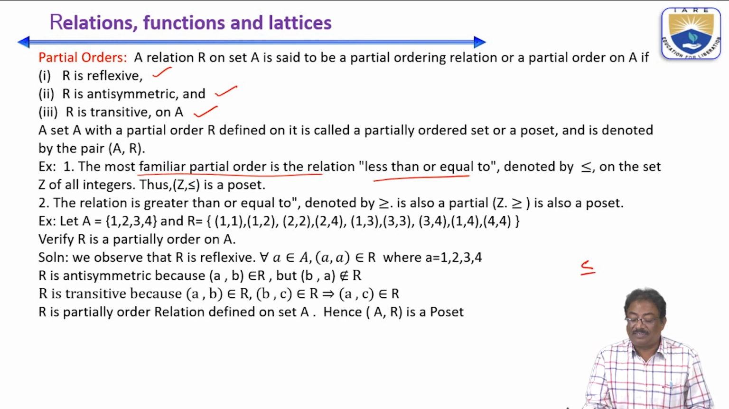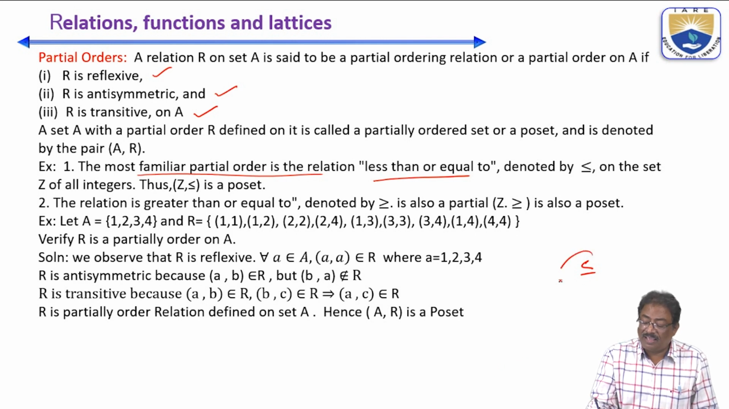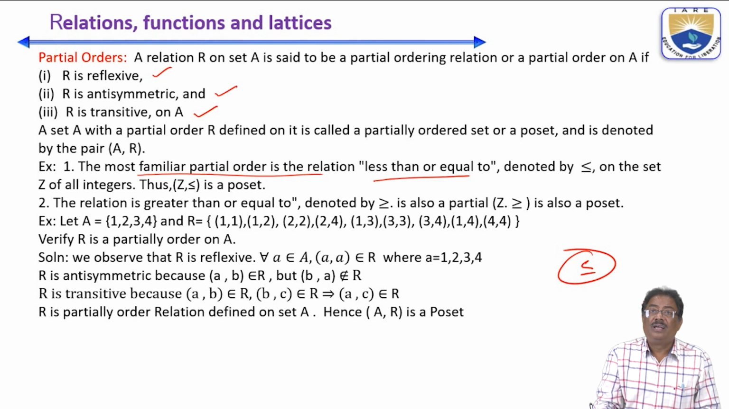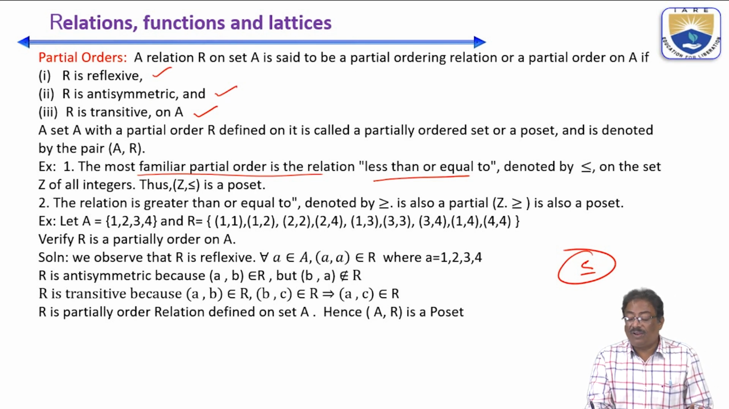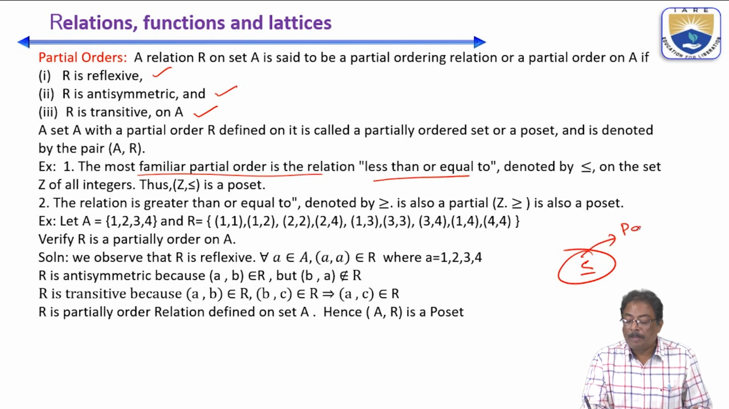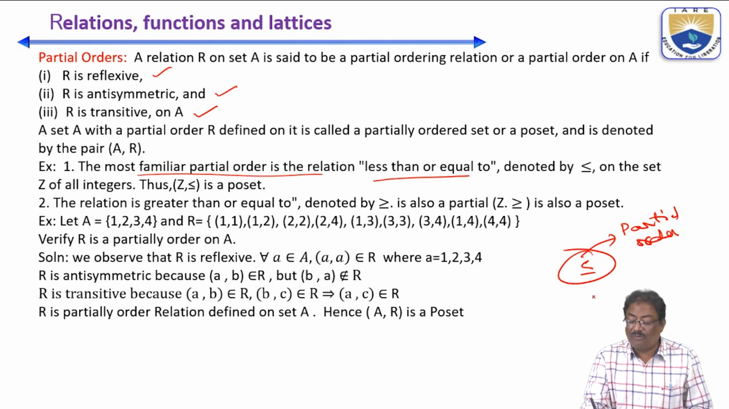defined on the set of integers. Less than or equal to is reflexive as well as antisymmetric and transitive. So we can say that the less than or equal to relation is a partial order relation, defined on the set of integers. So we call it (Z, ≤), and the relation is known as a partially ordered set.